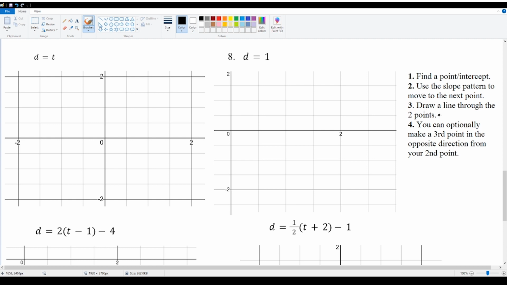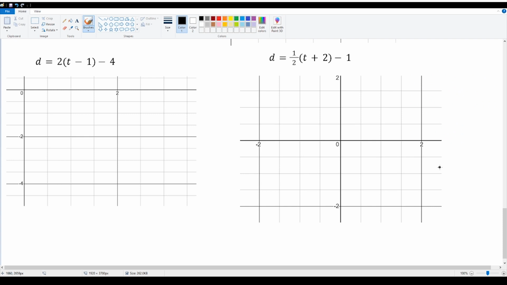You only need 2 points for a linear line, so this is usually enough. But you can also optionally make a third or even more points in the opposite or same direction from your second point if you want it to be more exact. We're going to actually start with these bottom 2 equations to test this idea here.